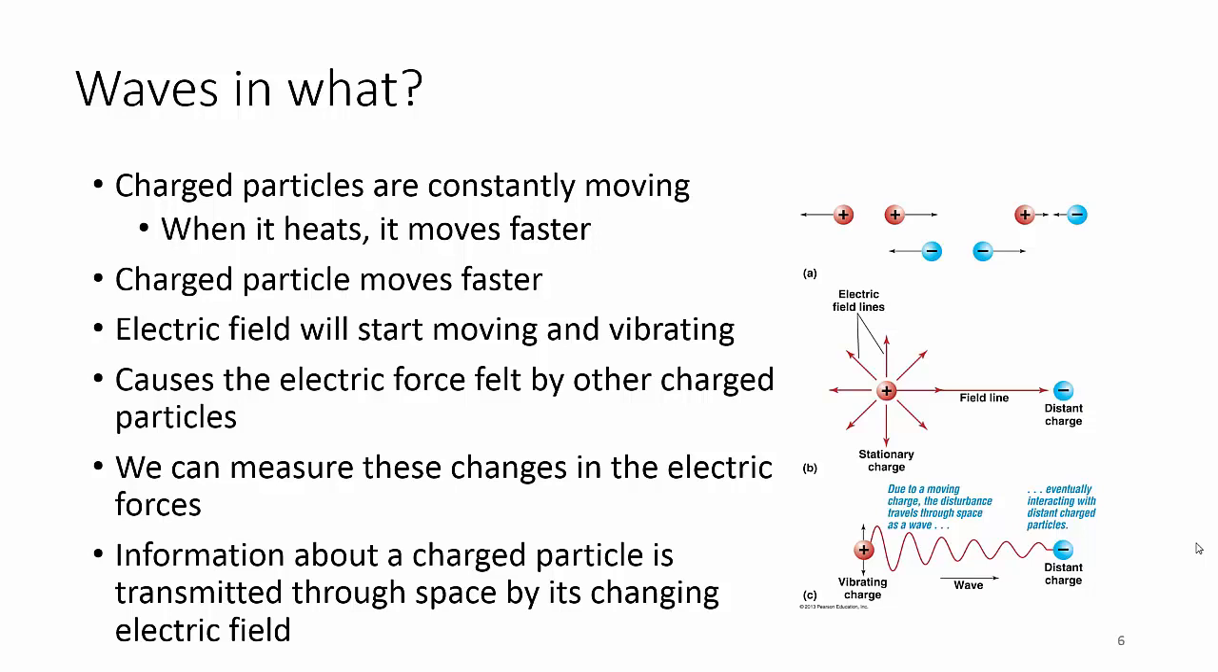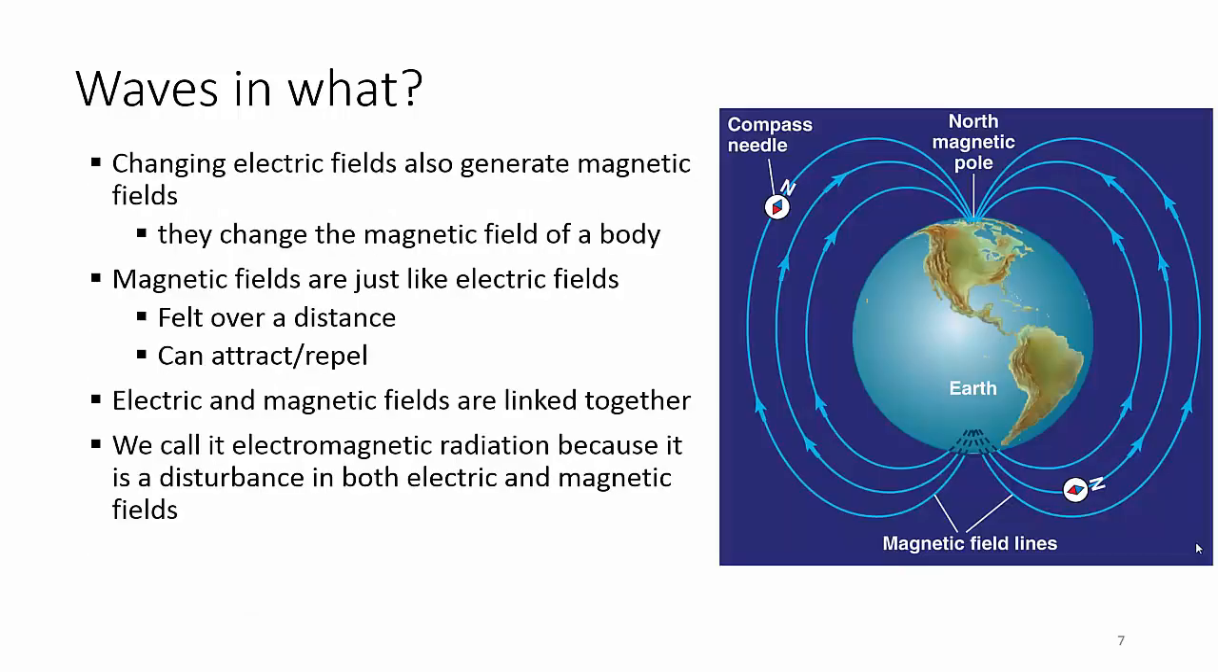So we call it EM radiation or EM fields. Why is this? Well, because they kind of go hand in hand. Electric fields can generate magnetic fields. And so the change in an electric field will cause a change in the magnetic field. Same idea. Felt over a distance, attract, repel. The closer you are to the source, the more they're going to be felt.